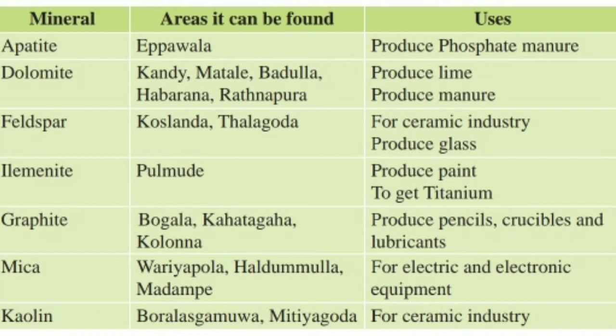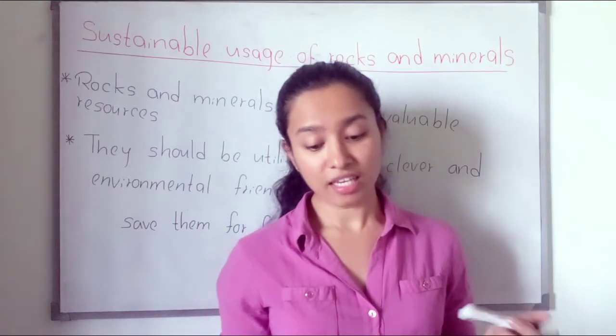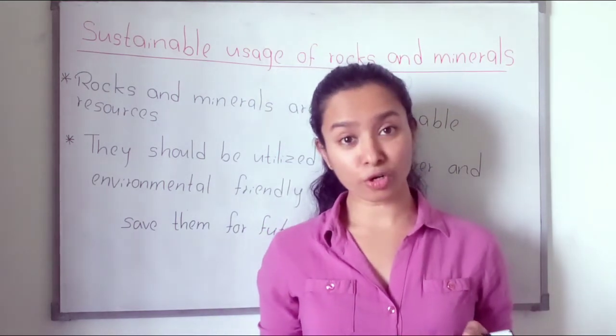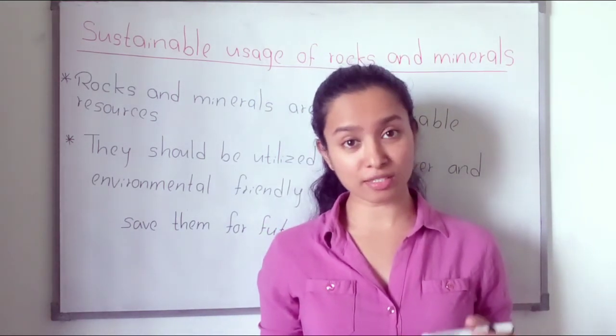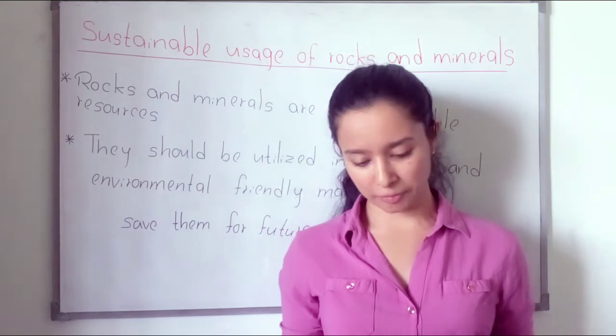Graphite. Graphite is used to produce pencils, crucibles and lubricants. And mica. Mica is used for electric and electronic equipment. And the last one, kaolin, it is used for the ceramic industry. Here you can see there are a lot of uses. They are very valuable resources for our country.